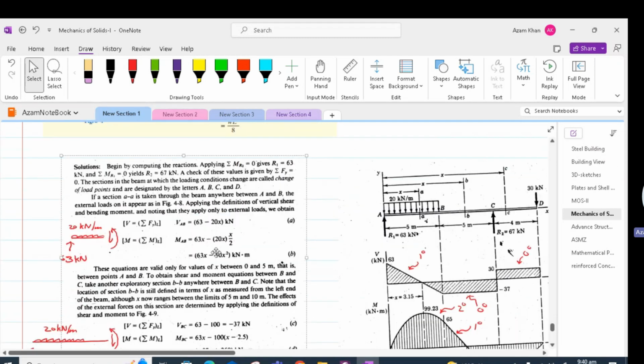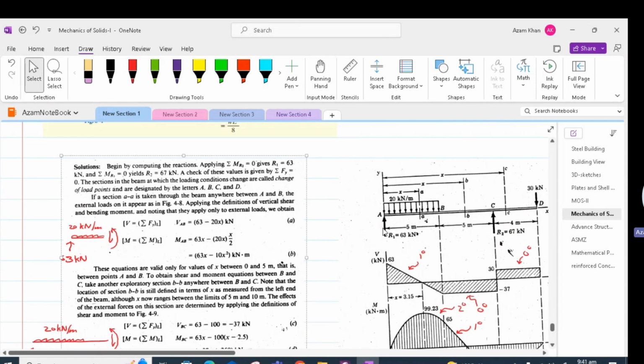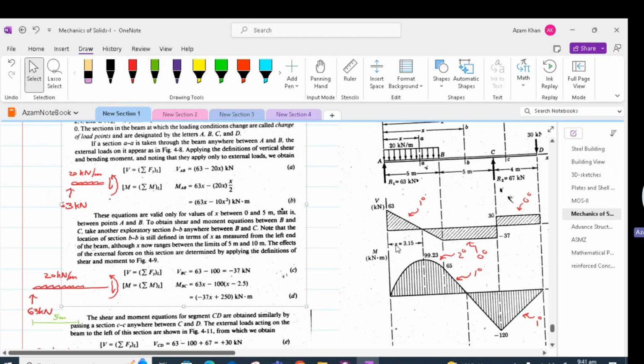In a similar way, we can work out the moments. The moment at AB is 63x minus 10x squared. So it's a parabolic distribution. As we discussed, if we have a shear force becoming zero within a span between two supports, then our bending moment will be maximum at the point of zero shear. Thus, we can put the value of x equal to 3.15, which we worked out by making VAB equal to 0, and get our maximum moment.